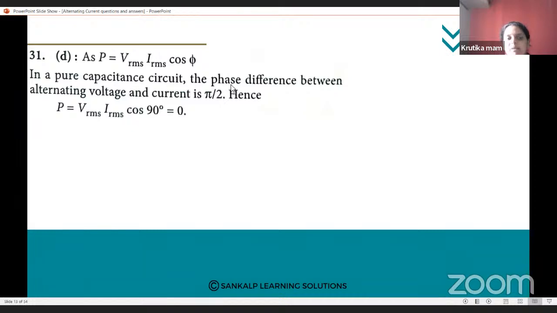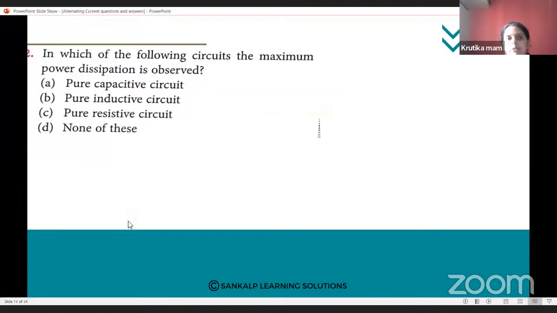Power is equal to VRMS IRMS into cos phi. In a pure capacitance circuit, the phase difference between the alternating voltage and current is pi by 2. Since it is pi by 2, cos 90 is 0. Therefore the power value will be 0. Copy down the reason. Moving towards the next question.